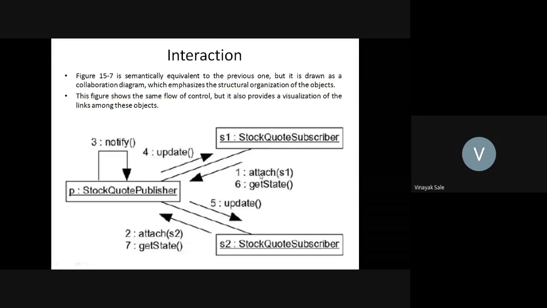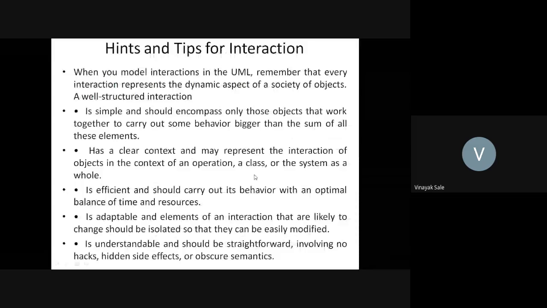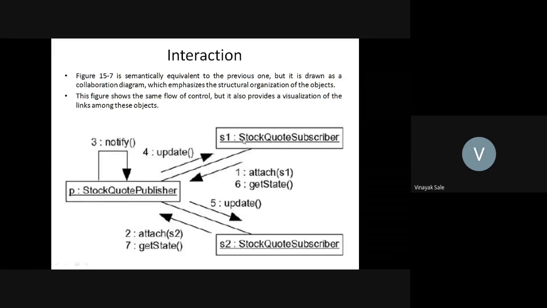So first, this sequence diagram: there are two objects, S1 and S2, of class P. First, attach S1. Second, a message from S2, attach S2. Then third, notify itself, then fourth, update, fifth, update.